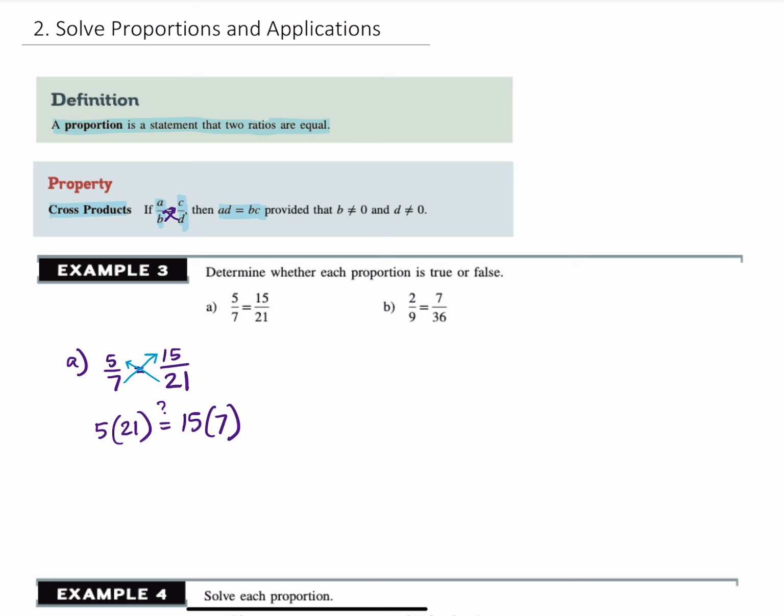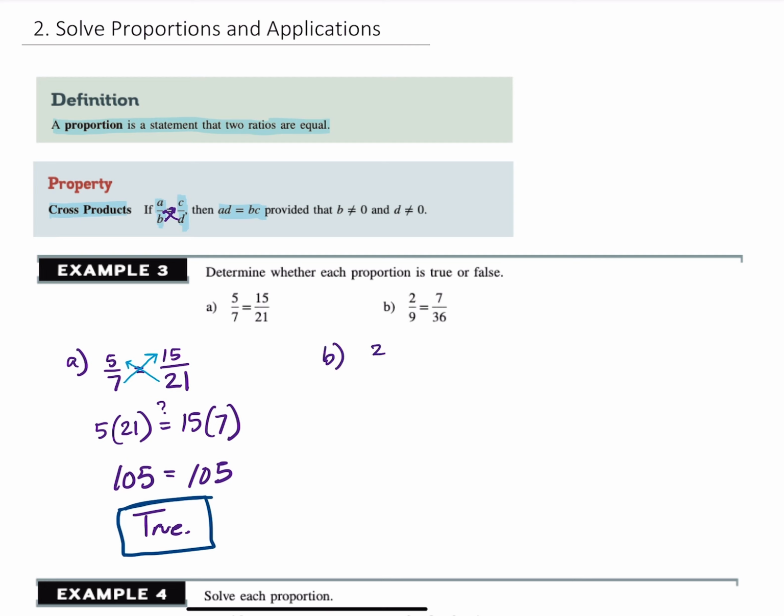So if you multiply these out, 5 times 21 is 105, and 15 times 7 is also 105. So since they're the same number, we can say this is a true proportion. Let's look at the second one, and we'll do the same thing.